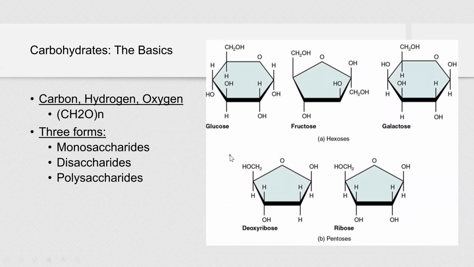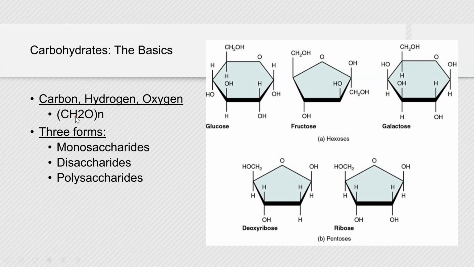Now, what are those organic macromolecules? What are the major groups that we particularly are interested in? As the first group we will talk about carbohydrates. And carbohydrates are made of carbon, hydrogen, and oxygen, or carbon and water.